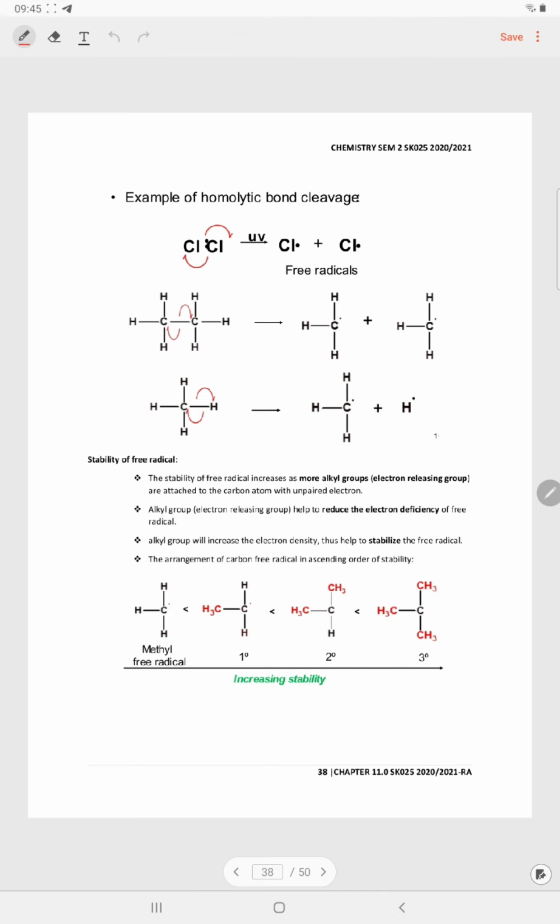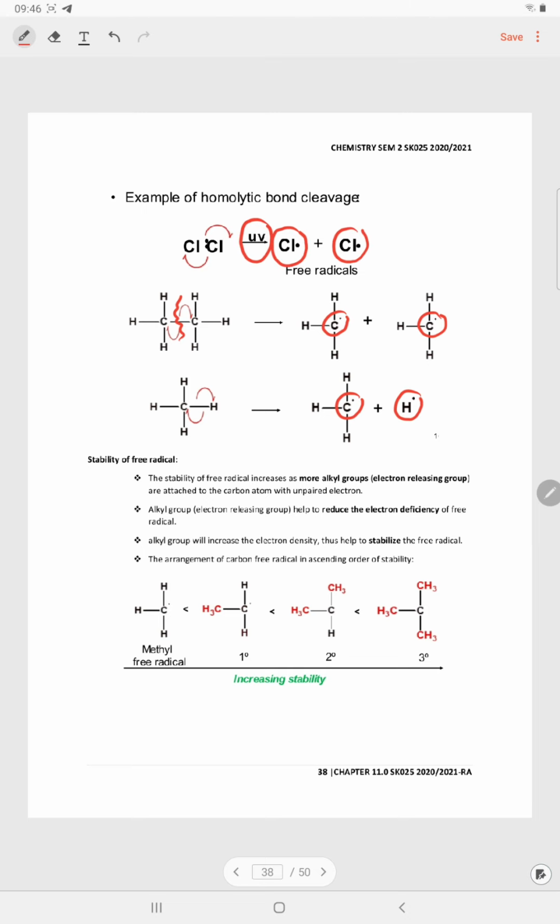According to this homolytic cleavage, the main energy we use must be ultraviolet or sunlight. This sunlight is used to provide the energy for homolytic cleavage to occur, to ensure the free radical species form. For example, if the cleavage occurs between two carbon atoms, we get a carbon free radical, or if the covalent bond breaks between carbon and hydrogen, we get a carbon radical and also a hydrogen free radical.